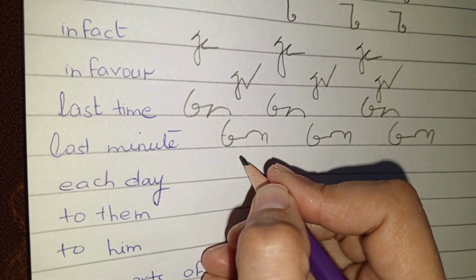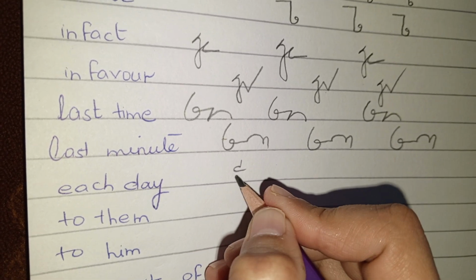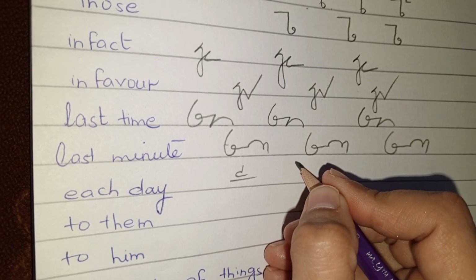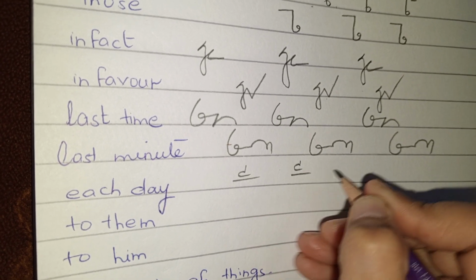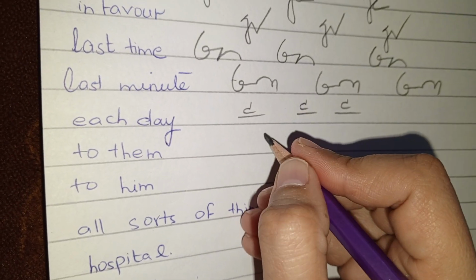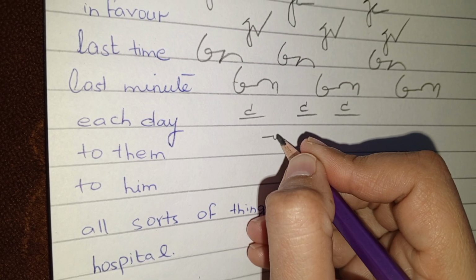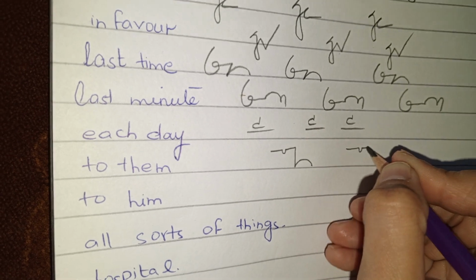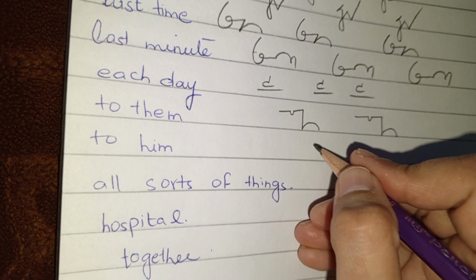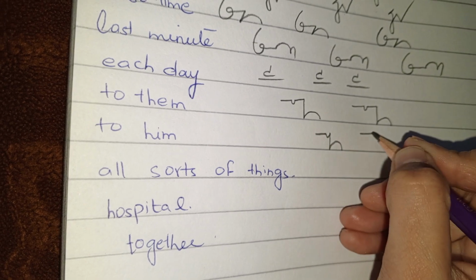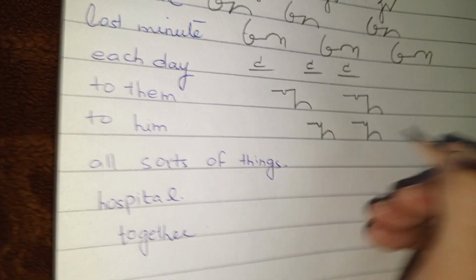Each day. EC, and for day we use this line, outline of D above the line. Each day. To them. TO2 THM. To them. Next, to him. TO2 HM. To him.